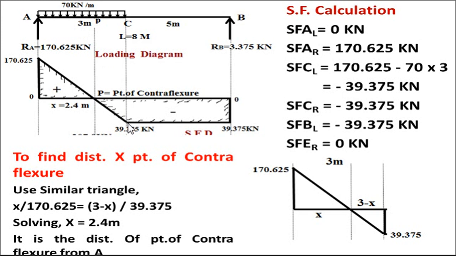सिंपली आपको करना क्या है कि कैलकुलेटर में पहला वैल्यू लेना है 0 प्लस 170.625 माइनस 70 into 3, you will reach to minus 39.375. You will get this ordinate. There is no load from C to B, horizontal line. If you reach to point B, there is a vertical reaction of 39.375. If you move it by 39.375, you will get 0 ordinate.